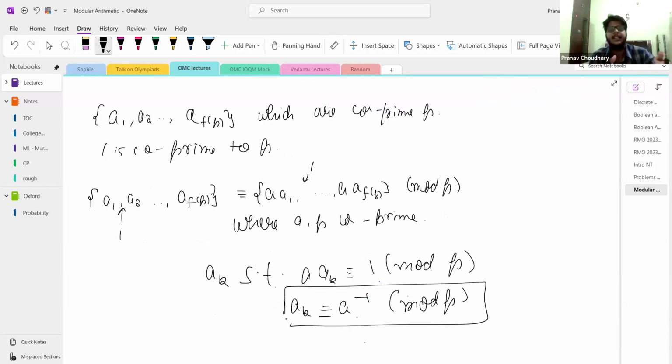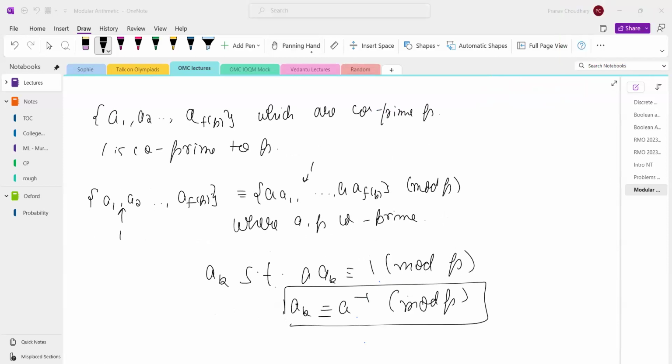Just that proof. See how simple, right? We know that the number exists in the original set. And since these two sets are equal, it should also exist in the new set. And now in the new set, all the numbers are a times something. And that something will just be the inverse for that particular number. So is the proof clear?